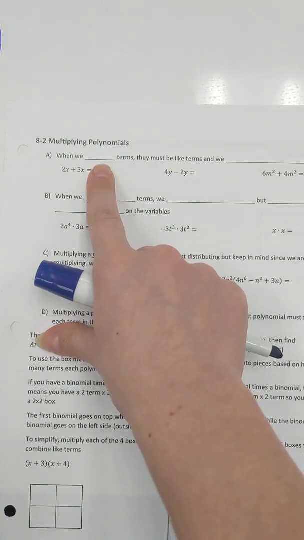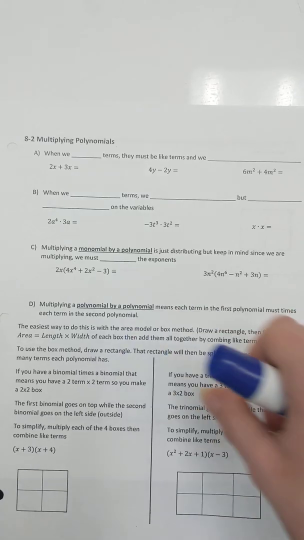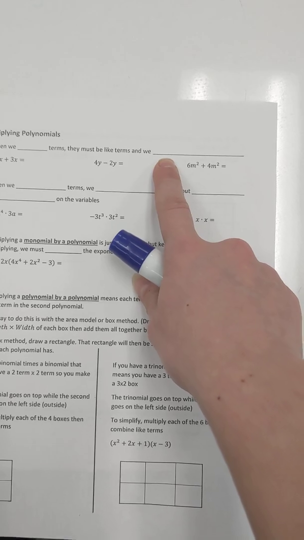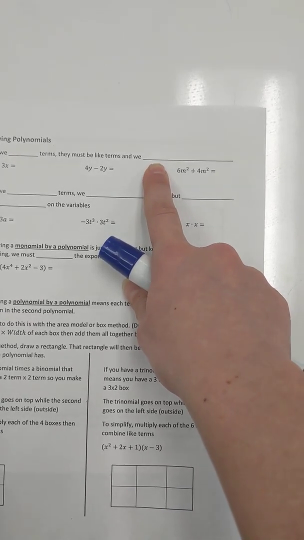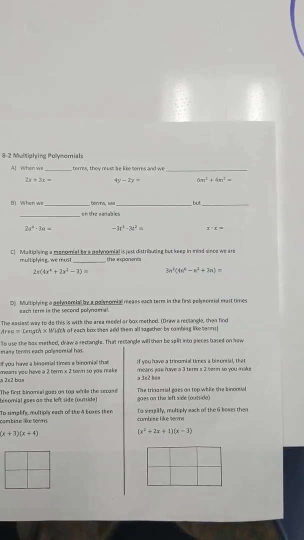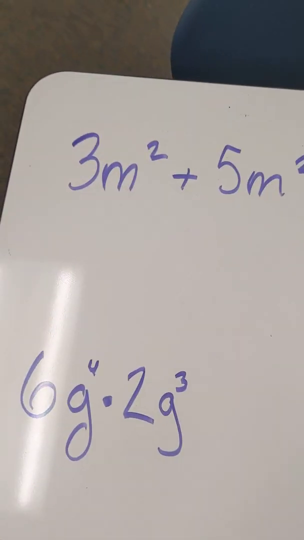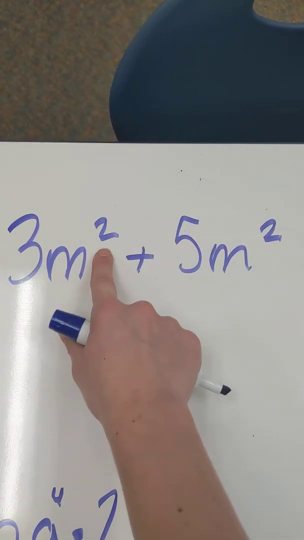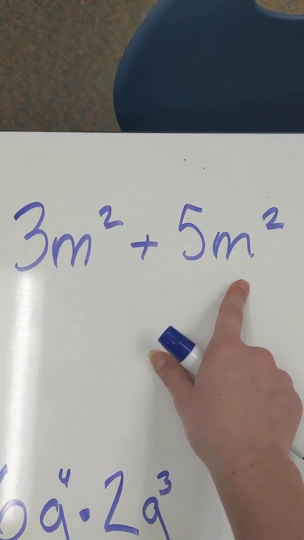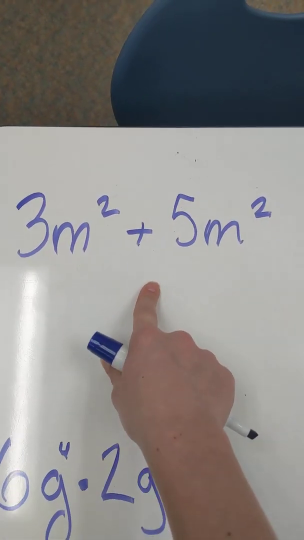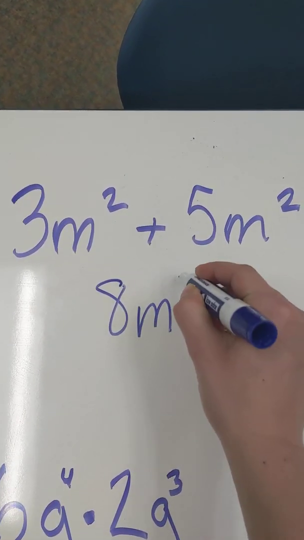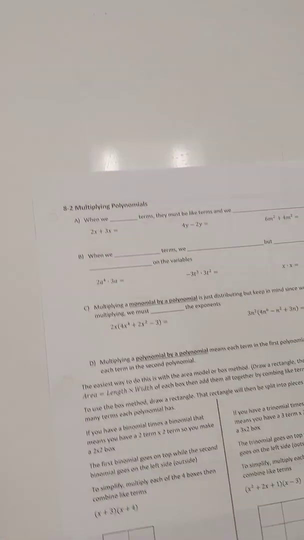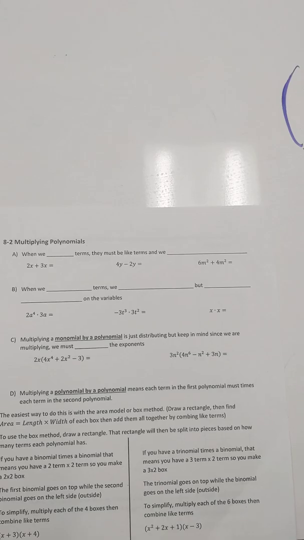All right, when we add terms, they must be like terms, and we don't change exponents. We're just combining our like terms that we've seen before. For an example, if we have 3m squared plus 5m squared, these are like terms because they both have the squared on them, and they're both m's. So we just combine them. 3m squared and 5m squared gives me 8m squared. I don't change the exponents when I'm adding or subtracting. All right, you're going to go ahead and do these 3 examples. Check them with a key and then come back.